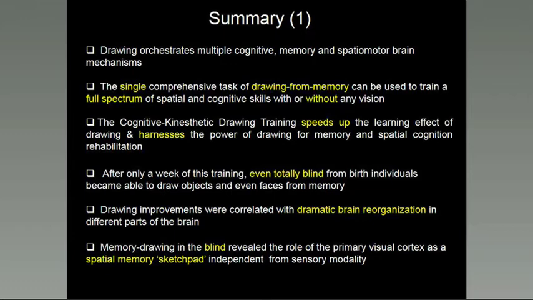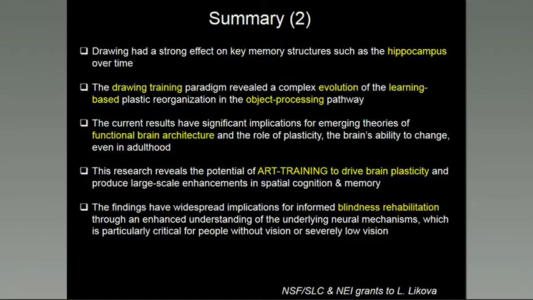The memory drawing in the blind helped us to review the role of the primary visual cortex as a spatial sketchpad for memory, independent from the sensory modality. As you saw, drawing can affect even key memory structures, such as the hippocampus. The current results have significant implications for emerging theories of functional brain architecture and brain plasticity. So this is the brain ability to change even in adulthood.